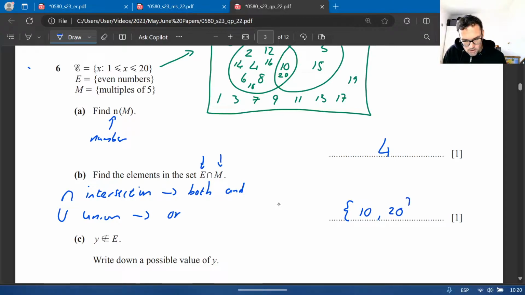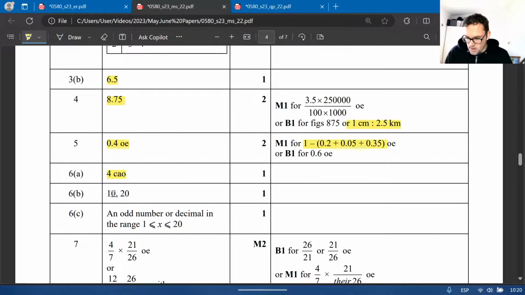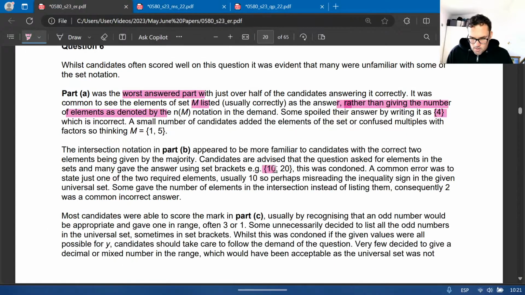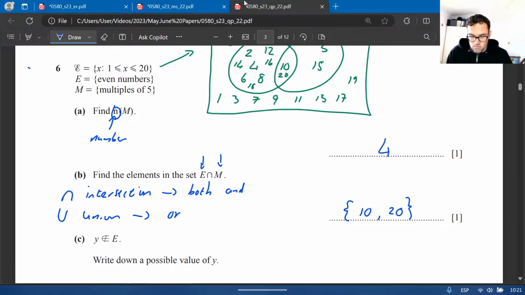Okay, and they're not asking n. They didn't put that n. Answer: 10 and 20. Okay, those curly brackets don't seem to be necessary though. Oh, so actually I should have put the brackets, but they didn't mark it wrong. Okay, don't put the brackets, but it's not wrong if you do. They didn't mind if you did.